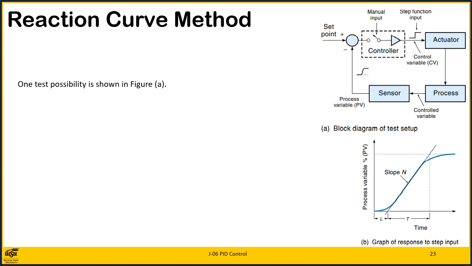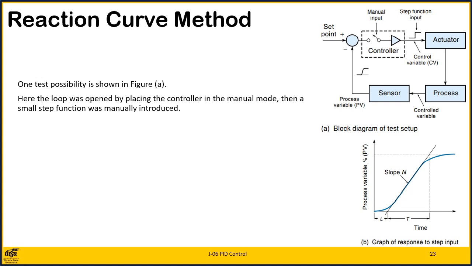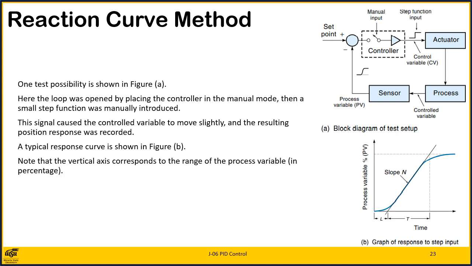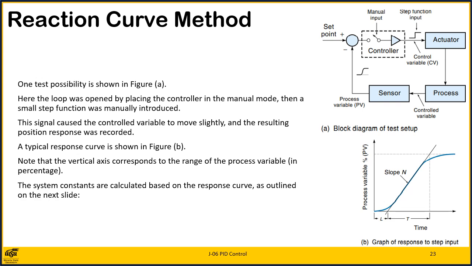One test possibility is shown in Figure A. Here, the loop was opened by placing the controller in the manual mode. Then a small step function was manually introduced. This signal caused the controlled variable to move slightly, and the resulting position response was recorded. A typical response curve is shown in Figure B. Note that the vertical axis corresponds to the range of the process variable in percentage. The system constants are calculated based on the response curve as outlined on the next slide.